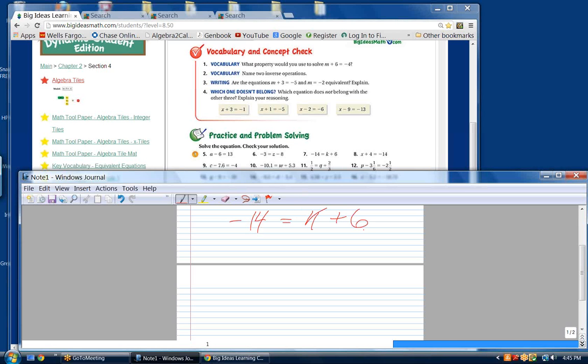What am I going to do here? On 7? Okay, so you add negative 6 to 6 on the right side, and so that would mean you also add negative 6 to negative 14. And then you get negative 20 equals k.